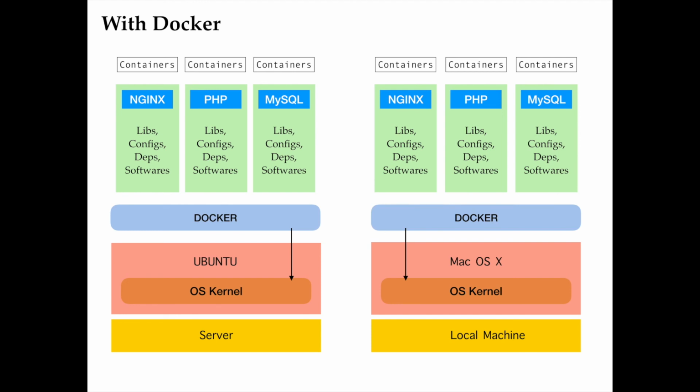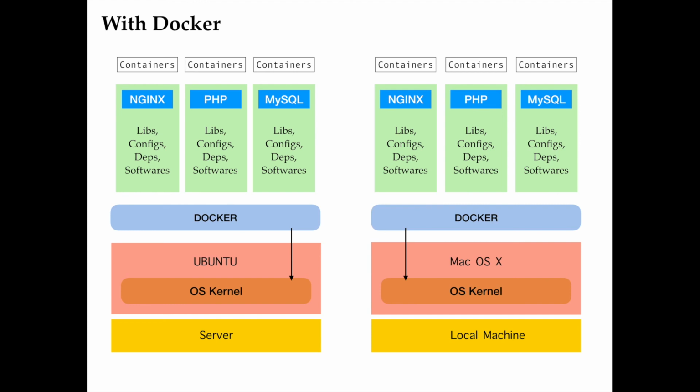Now, what is the OS kernel? Every operating system has an underlying layer called the operating system kernel, which is basically responsible for communicating with the software and the hardware. Now, Ubuntu and the Mac operating system have the same underlying kernel, which is the Linux kernel. So no matter what operating system we have, be it Ubuntu, OS X, Red Hat, or CentOS, Docker would work exactly the same on all of them.